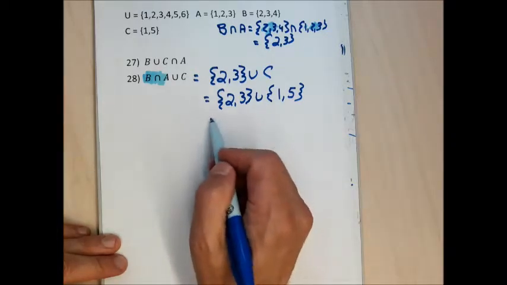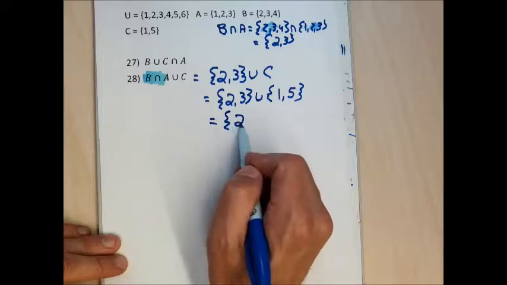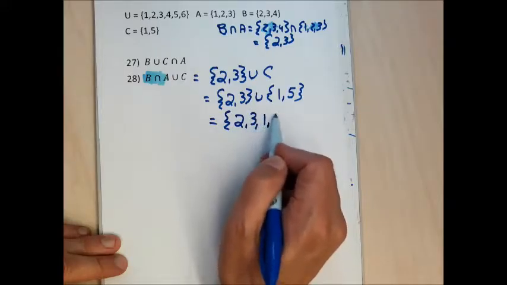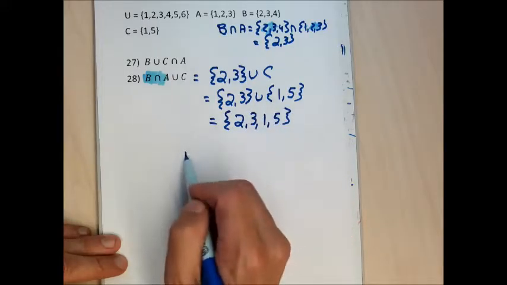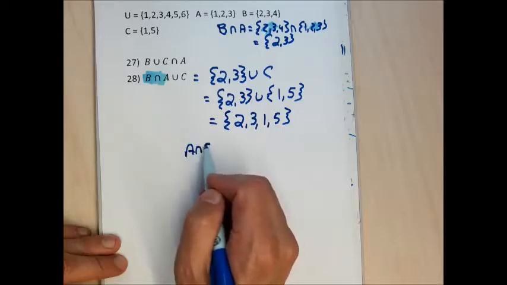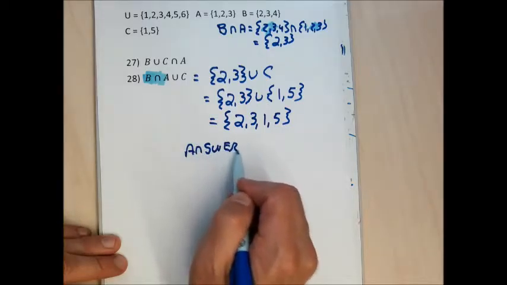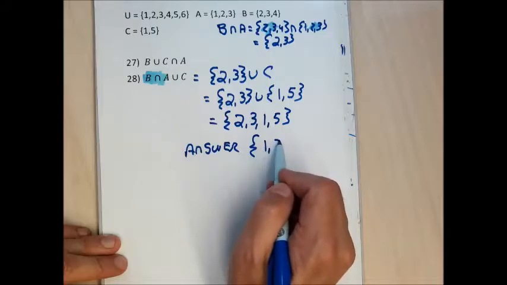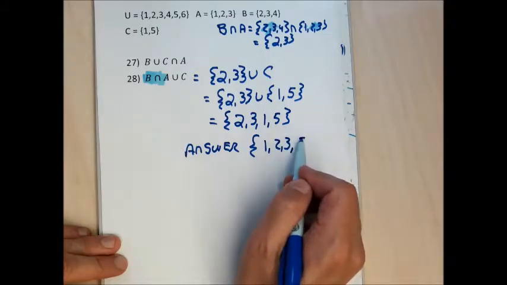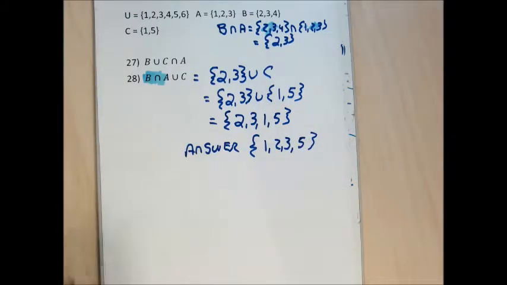And when I union these two sets, I take all the elements in the first set, followed by each of the elements in the second set, and form them into a big set. I would cross out any duplication if there was duplication. There isn't any duplication, so I'm just going to take the numbers and write them in a nice order.